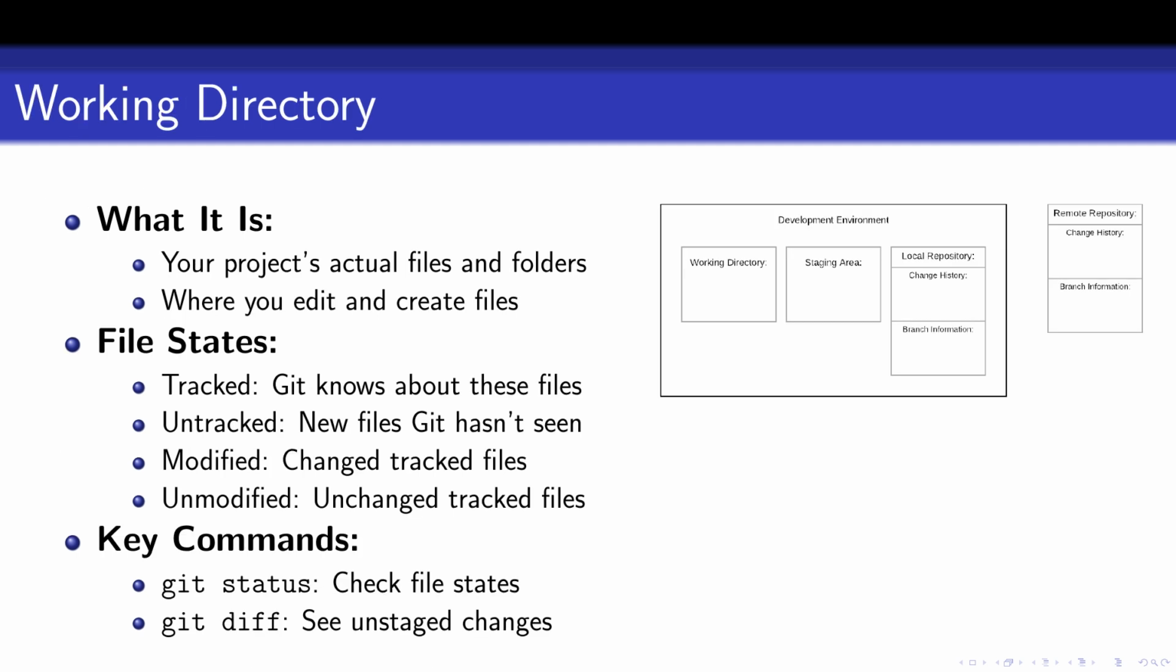The working directory is where you create, modify, and organize files. Files here can be in 4 states: tracked, untracked, modified, or unmodified. Use git status to view these states and git diff to see unstaged changes. These commands ensure you are always aware of the state of your project.